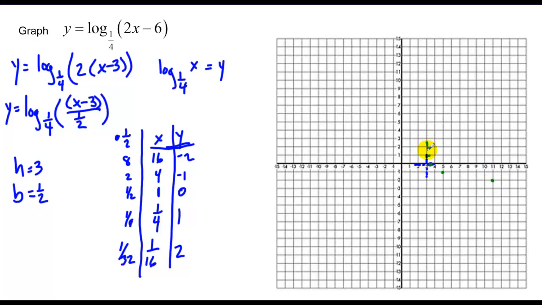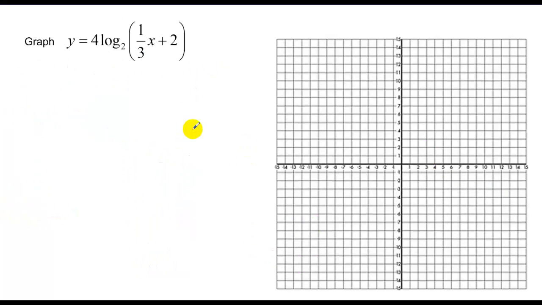My graph is like this. Range, once again, goes up and down forever, so that's all reals. Domain doesn't go past this vertical, so that's x greater than 3. Last example for the day. We've got both an a and a b term.